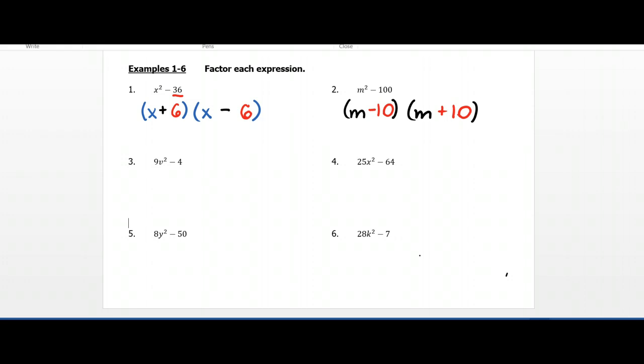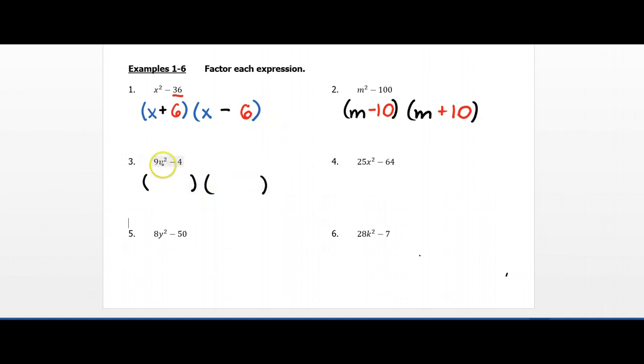Okay, number 3, I have 9v squared minus 4. Again, no GCF, but we have a 9v squared. Okay, not only is v squared a perfect square, but so is 9. 9 is on our list. And 4 is also a perfect square. So that means I can factor this into two binomials.